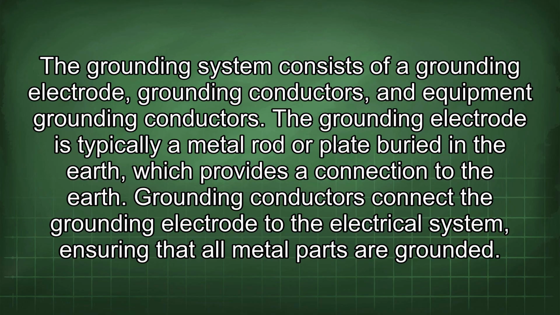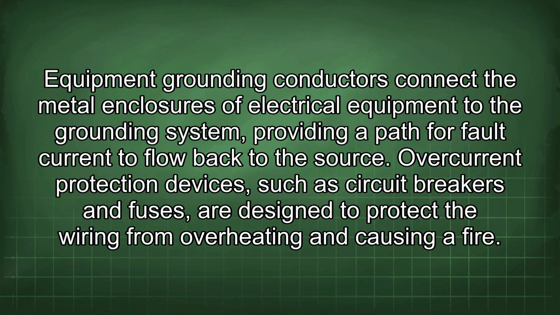The grounding electrode is typically a metal rod or plate buried in the earth, which provides a connection to the earth. Grounding conductors connect the grounding electrode to the electrical system, ensuring that all metal parts are grounded. Equipment grounding conductors connect the metal enclosures of electrical equipment to the grounding system, providing a path for fault current to flow back to the source.